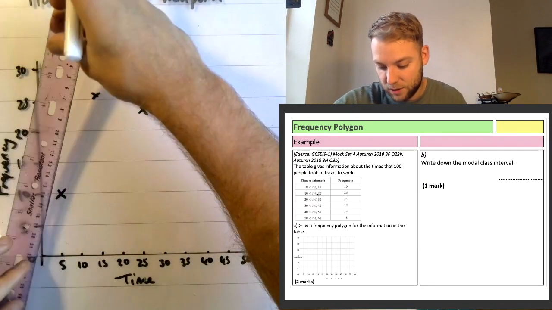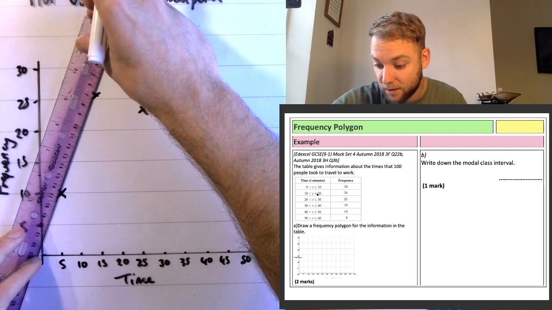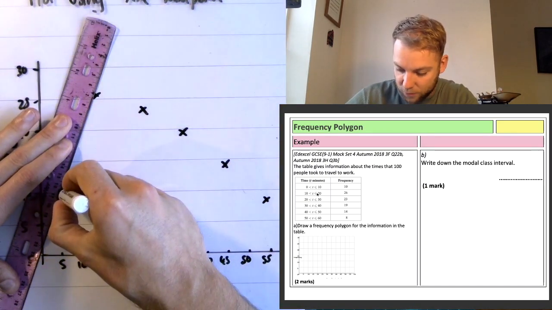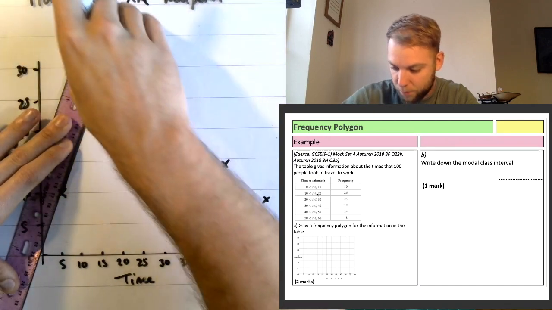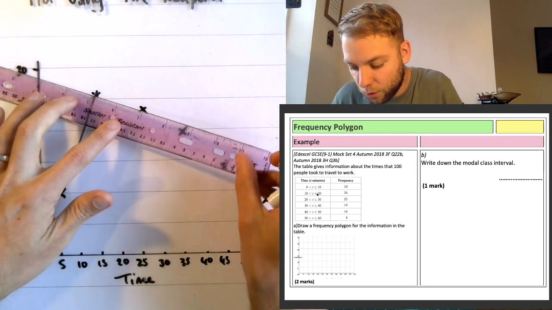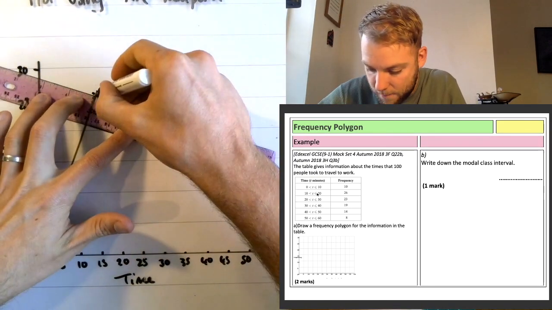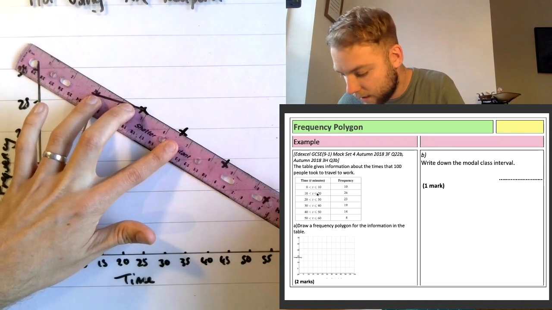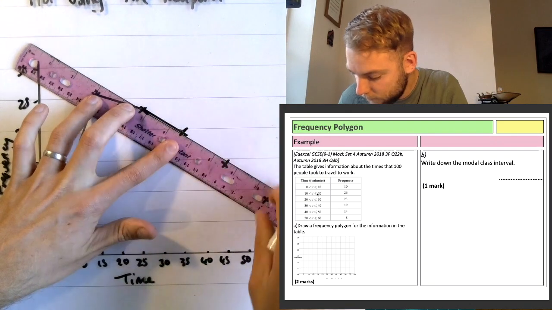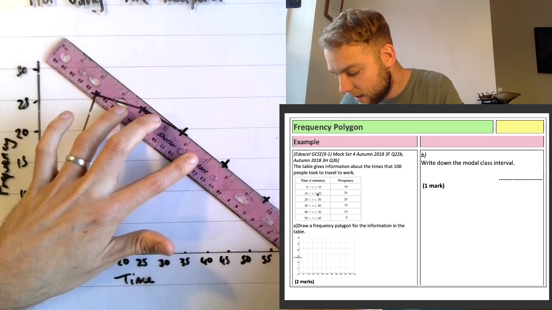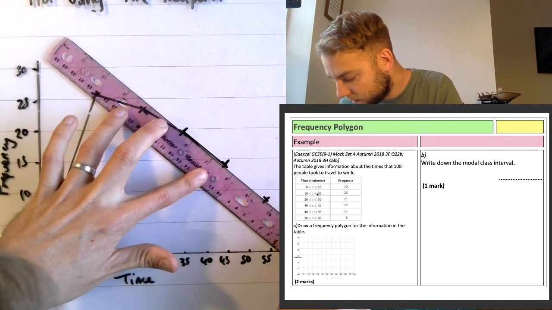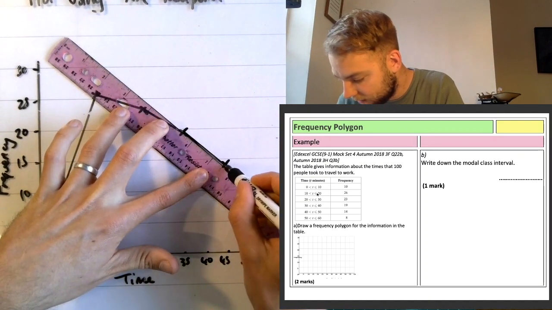Do practice this. Do make sure you're having a go. Remember, the only way to learn and remember maths is to do it. So then I connect it up like that. So from my midpoint there, up, and then making sure that these are super straight, like so. Next one, between these ones. This one here, like there. Brilliant. And the last one, there, like so.